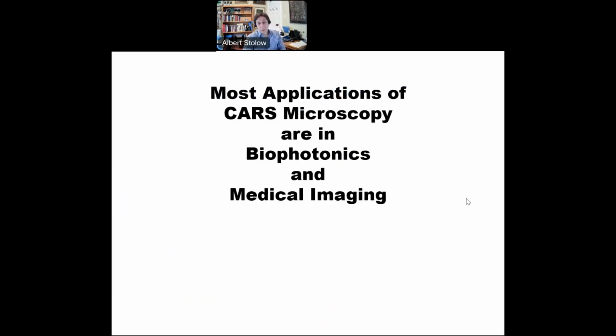Okay, it will not surprise you probably that most of the applications of CARS microscopy are in biophotonics and medical imaging. So I want to show you a few examples. But I also want to show you that there are other applications because imaging science is very broadly based. Imaging is also used in material science, in geology, in earth sciences. Imaging is useful almost everywhere.